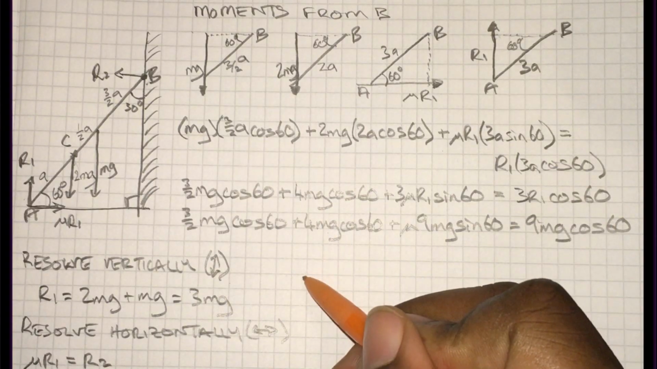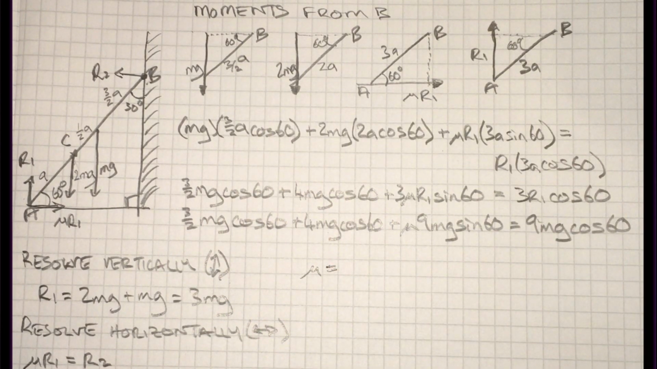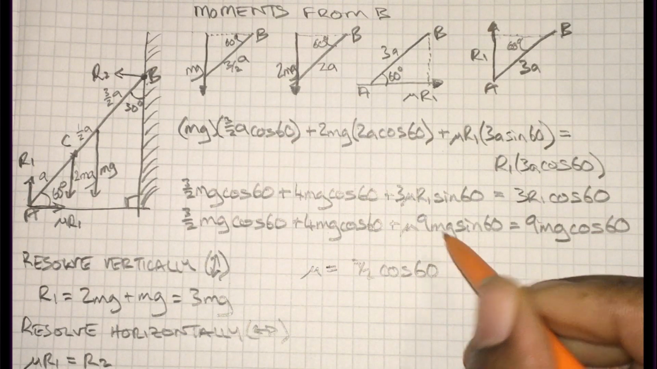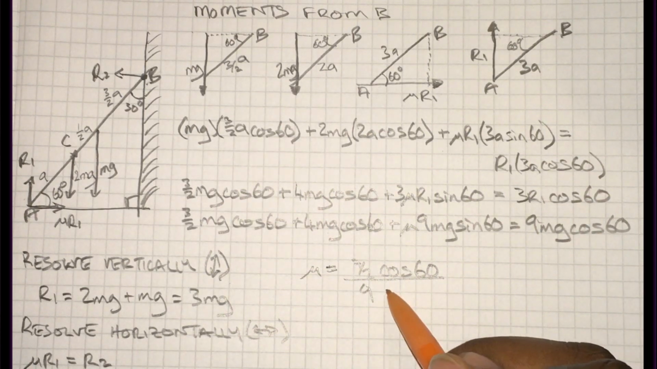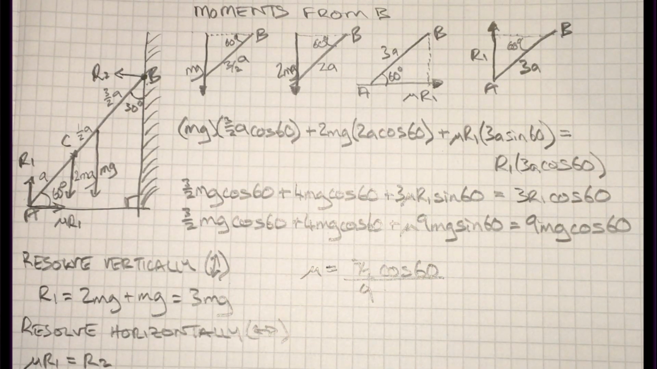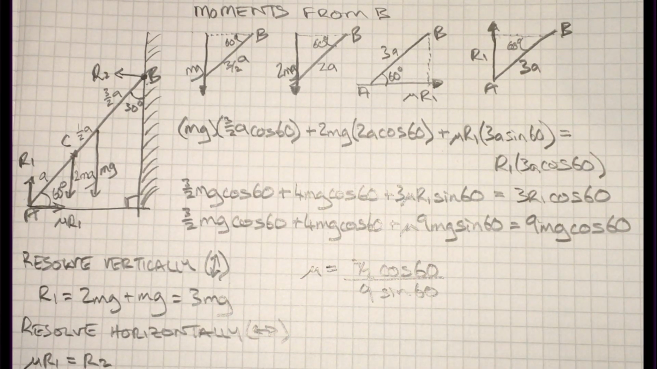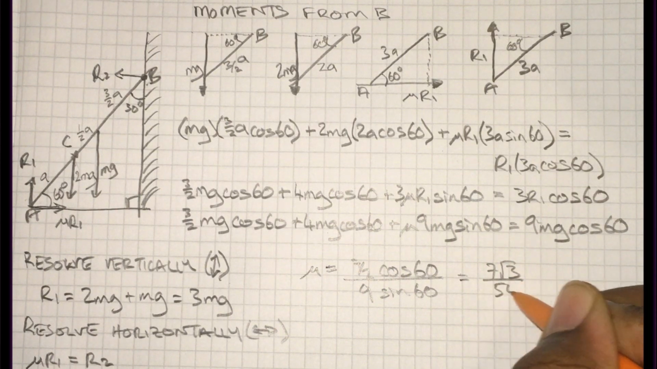So at this point, I'm actually happy to rearrange to make mu the subject. So I'll just have some fractions to deal with. 3 over 2, 4, and the 9. So 9 minus the other 2. And then I'm going to divide that by 9 sine 60. Okay, at this point is actually the first point that I'm going to reach for my calculator. Plug this into the calculator, and we get mu equals 7 root 3 over 54.